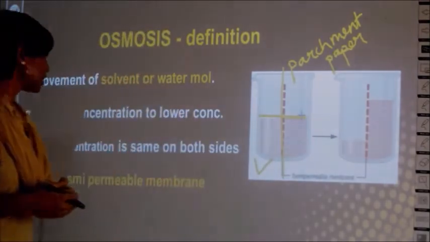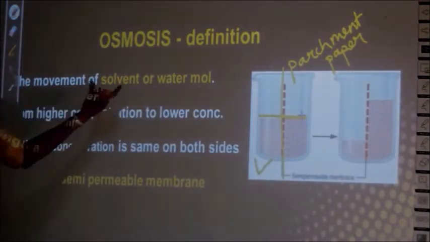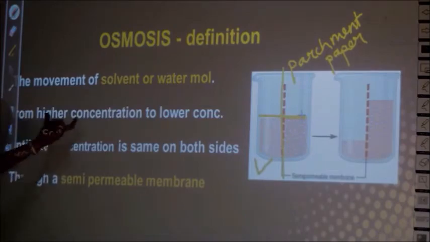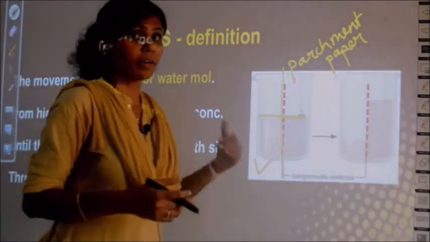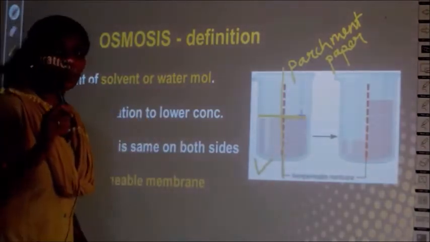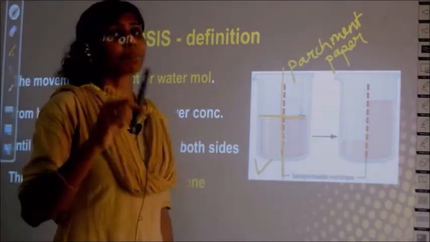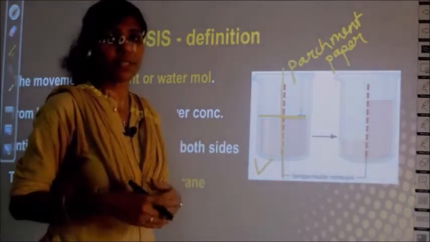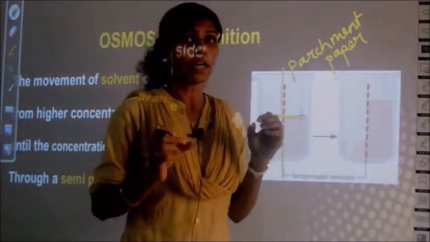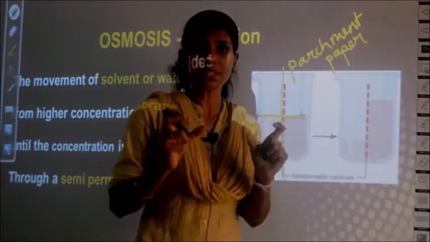So what is the definition for osmosis? The movement of water molecules from high concentration to low concentration. High concentration of what? When it comes to osmosis, you should consider only the water, where you have more water. In diffusion, what did we have in mind? Movement of solute, that is the solid particles.